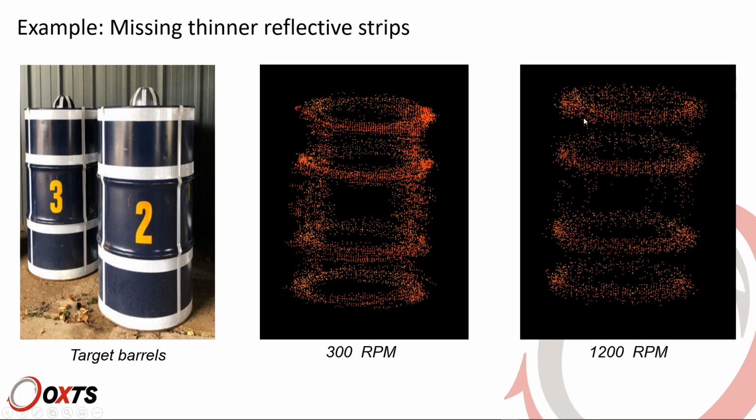There is, though, a downside, which is missing the vertical lines. These thin reflective strips that were placed vertically, they are visible in this scan. They are not visible basically, or almost completely missing with the 1200 RPM, and that is because you have a more coarse angular resolution. So these strips are too thin for the LiDAR to detect.